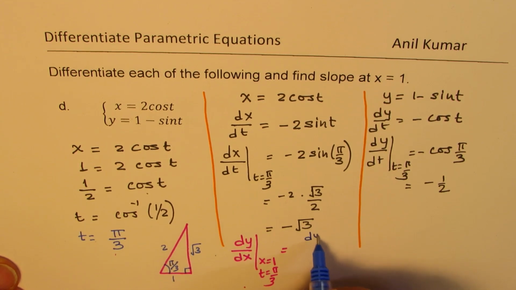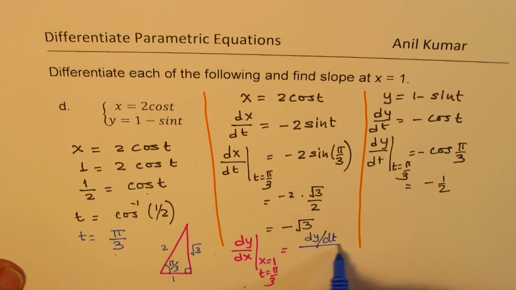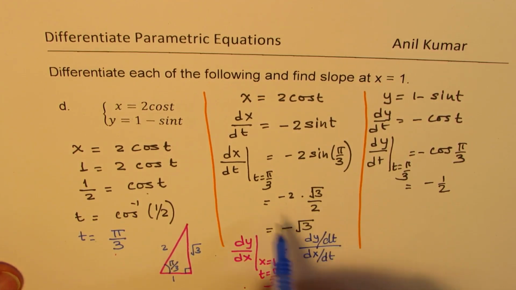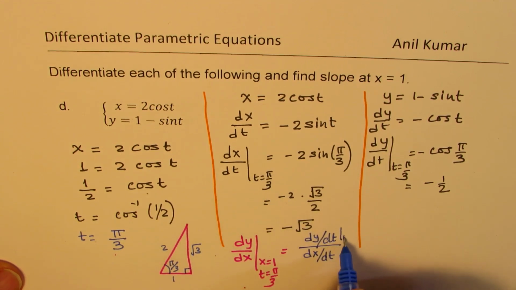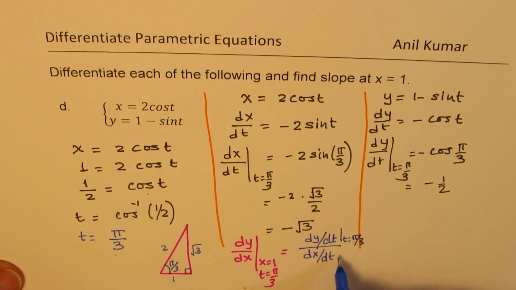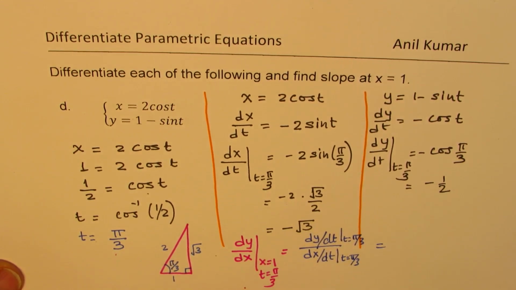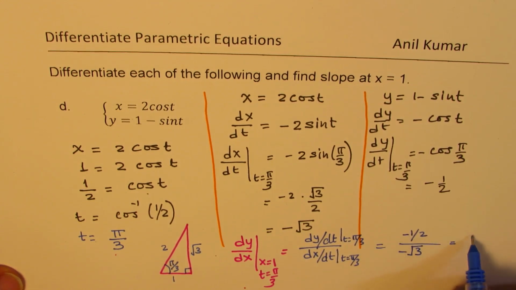So we have dy/dt over dx/dt, and for both, when t equals pi by 3, we have already calculated the values. So it's good to use these values, right? So we have minus half over minus square root 3. So the minuses cancel, and we get 1 over 2 square root 3 as our answer.